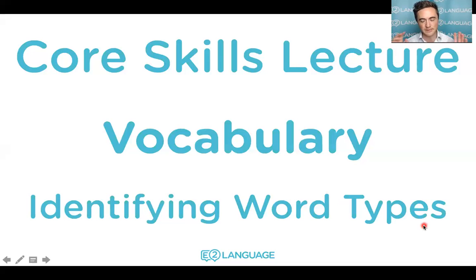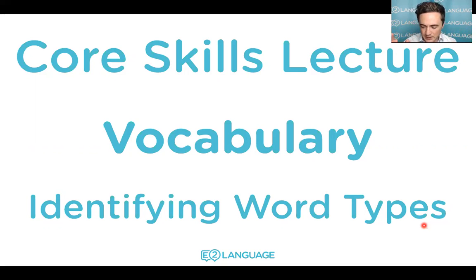So today we're going to look at vocabulary. What's the distinction between grammar and vocabulary? Well, there is a slight one, but what this lecture is going to focus on is how to identify word types. How do you know if a noun's a noun? If you're looking at a text, how do you know what the nouns are? How do you know what the verbs are? How do you know what the adjectives are, etc.?